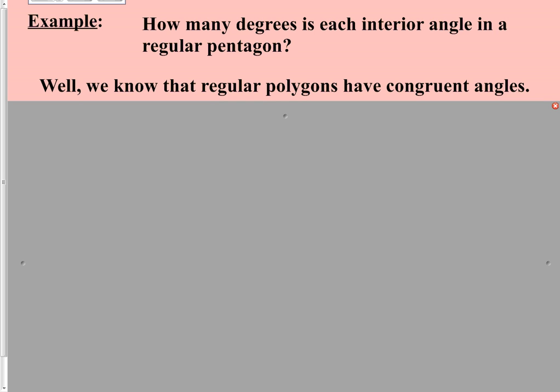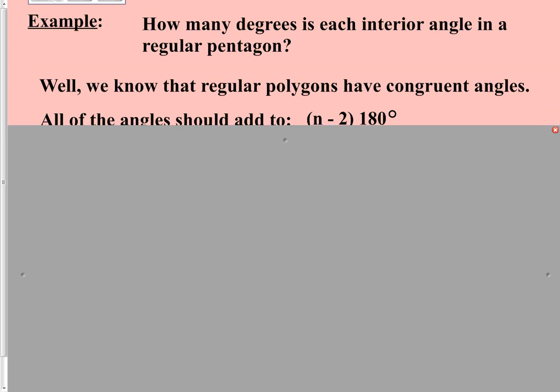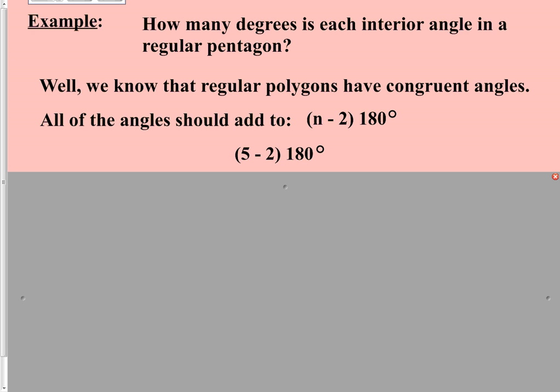So we know that regular polygons have all congruent angles. And what do we know about the interior angles for any polygon? The interior angles for any polygon follow the formula n minus 2 times 180 degrees. Let's plug in this formula and figure out what they should add up to. What's n going to be in this case? We are looking at a regular pentagon. A pentagon has 5 sides, so we plug in a 5 for our n. 5 minus 2 times 180 degrees.